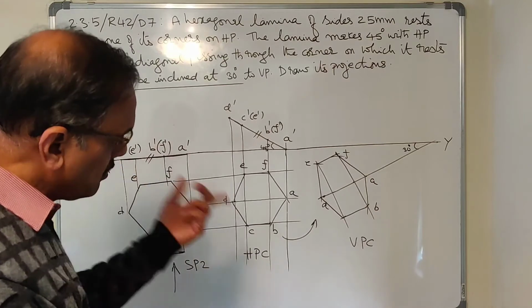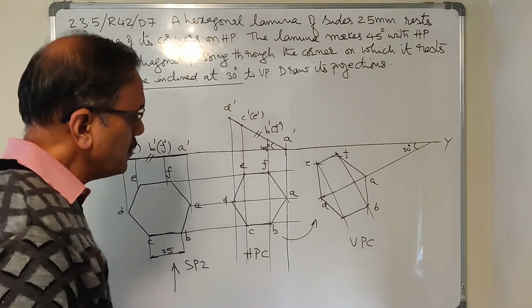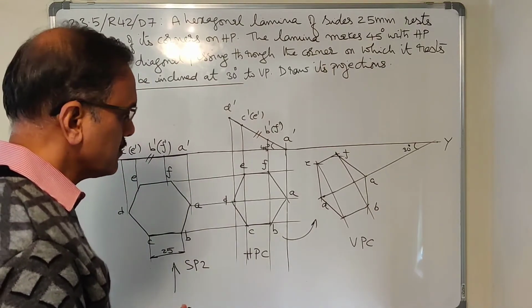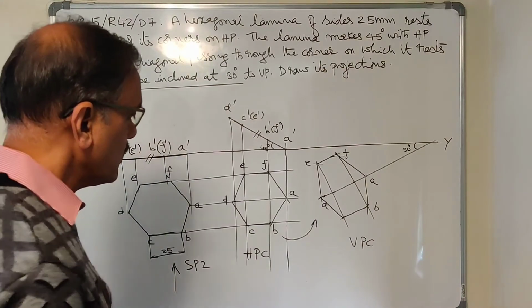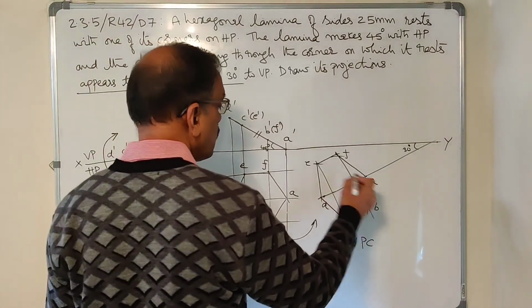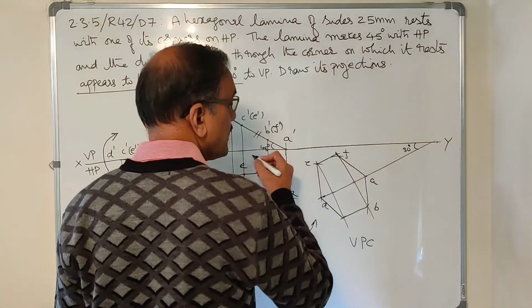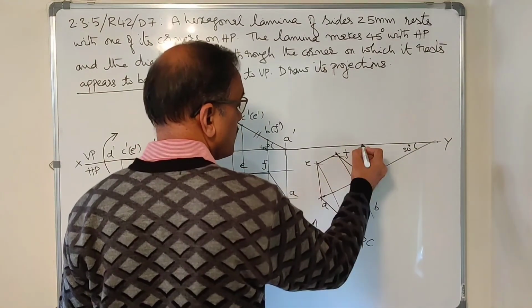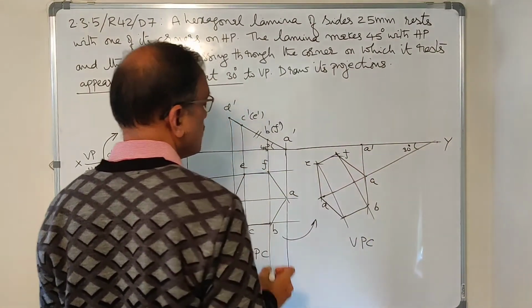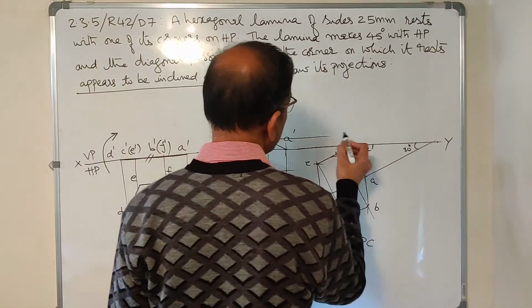Done. So I got the top view. Let me project and get the front view. This won't take much time. Okay. So let us start with point A. What is the locus of point A? XY line itself is the locus. A dash. Then B and F.